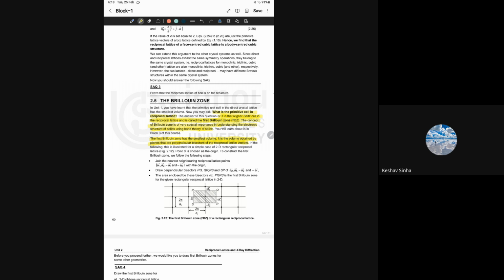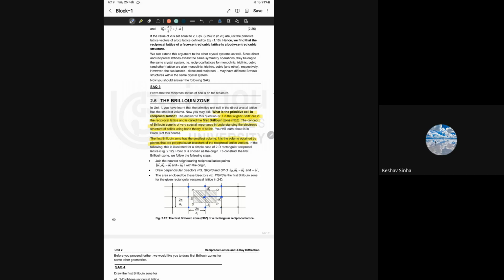In the following, this is illustrated for a simple case of a 2D rectangular reciprocal lattice. Here you can see, as I was discussing, there is one point here, another point here, and so on for the other points.